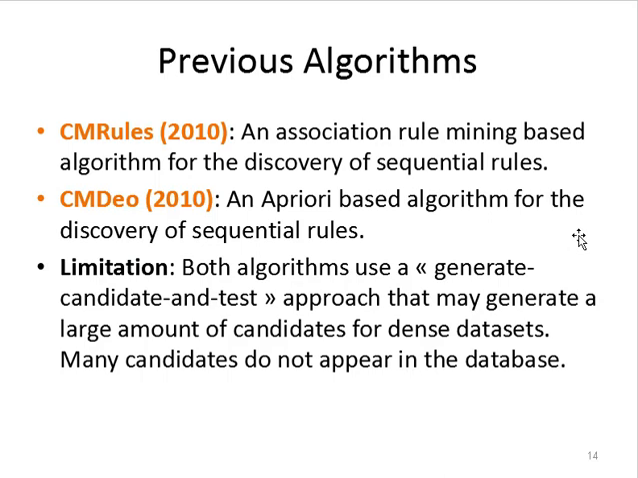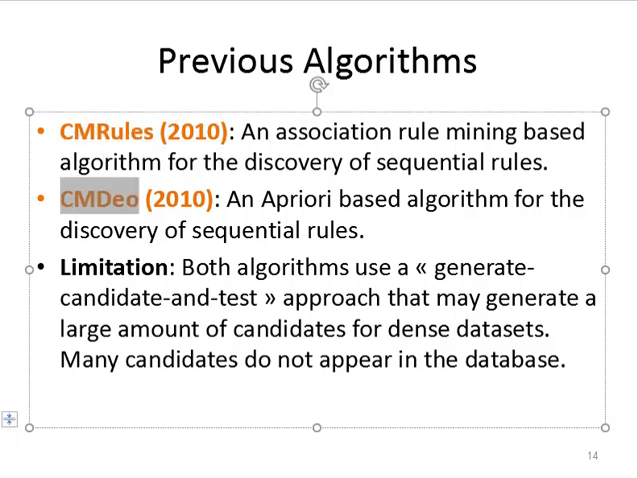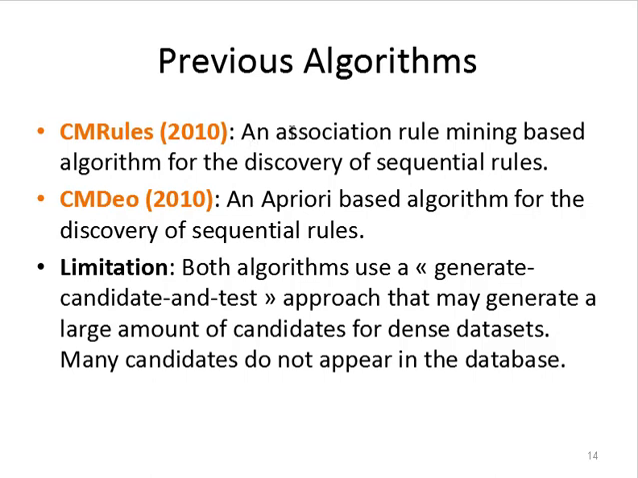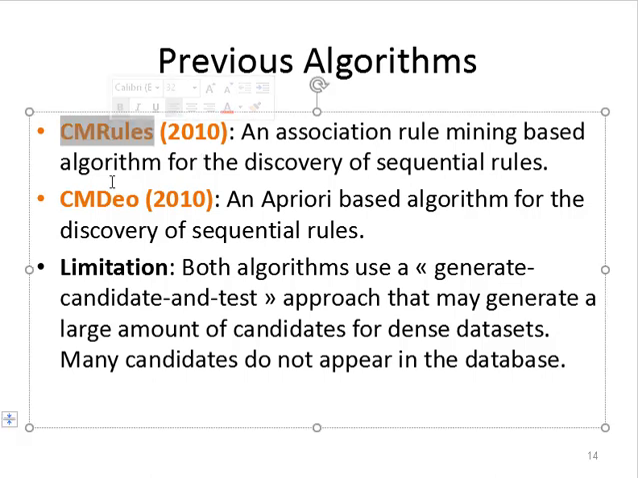Okay, so how to find these patterns? In the previous work, we presented 2 algorithms called CMRules and CMDO. The first one uses association rule mining to first find some rules, and then because association rules don't have order, it scans the database again to keep only the rules that are sequential rules. I will not explain in detail now. And the other one uses an Apriori-based algorithm to find the rules.